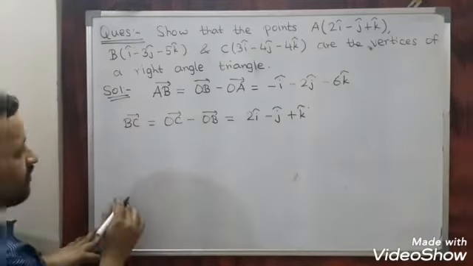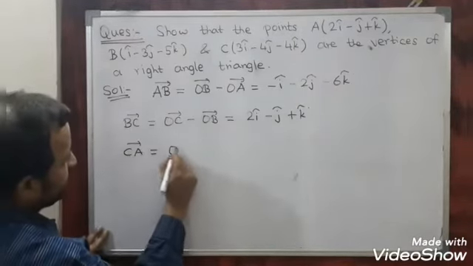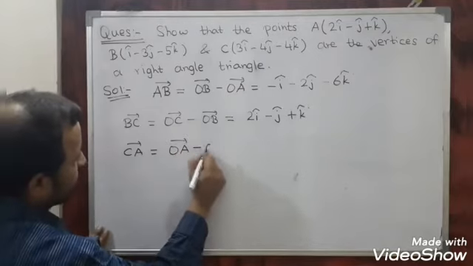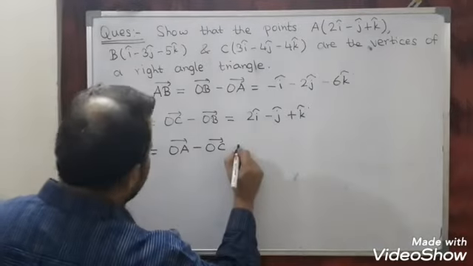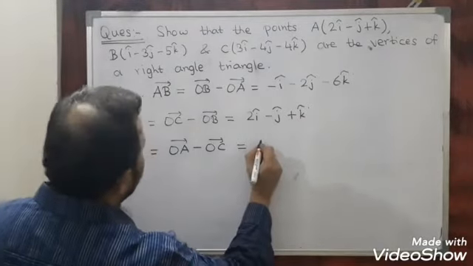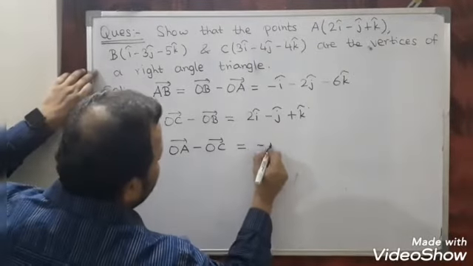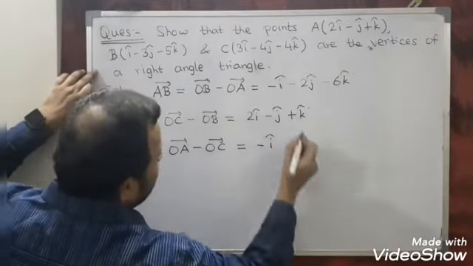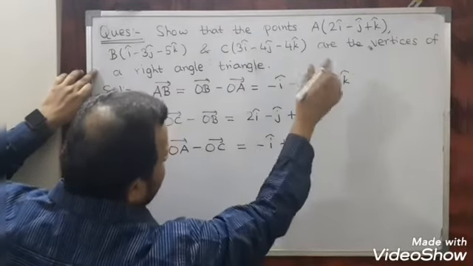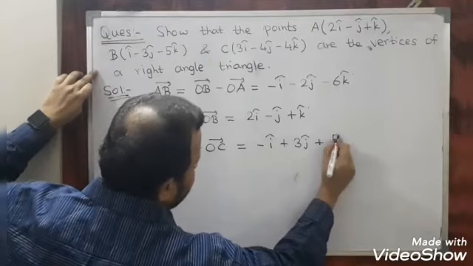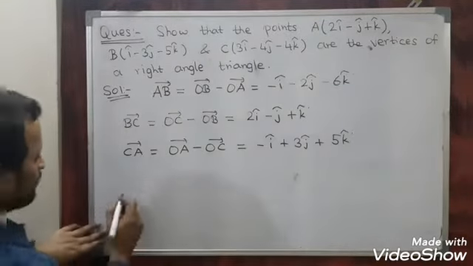So AB we found, BC we found, let us calculate the CA vector. CA means OA vector minus OC vector, second vector minus first vector. So calculate A minus C. 2 minus 3, it is minus i, minus j plus 4, so 3j will come, and k plus 4, it is 5k. Right.